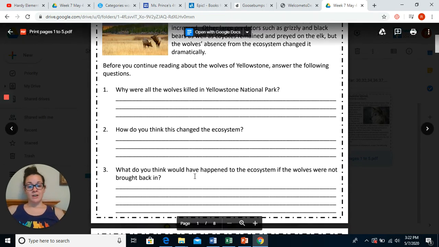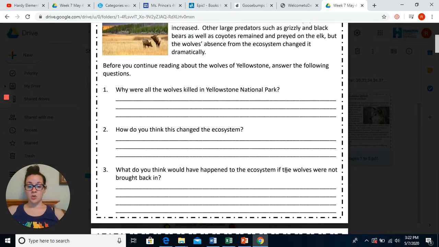What do you think would have happened to the ecosystem if the wolves were not brought back in? Think about it. What do you think's going to happen? Remember, deer and elk eat green shrubbery. They don't eat other animals. Sheep and goats and cows and horses, livestock do the same thing.